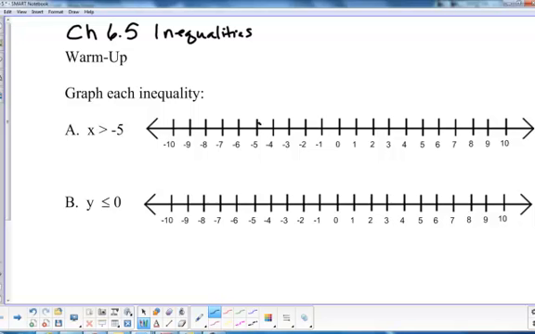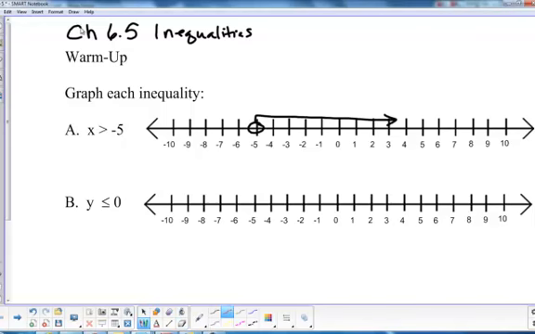That means we're going to go to negative 5 and put an open circle. And then since it's greater than, we're going to shade in all of the greater than numbers. The open circle is because there's not the equal to. If there was, we would have filled the circle in.